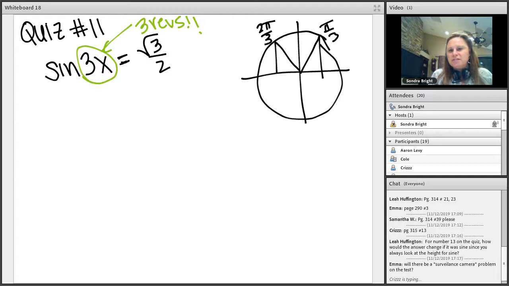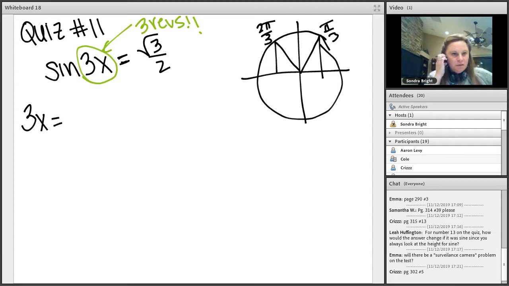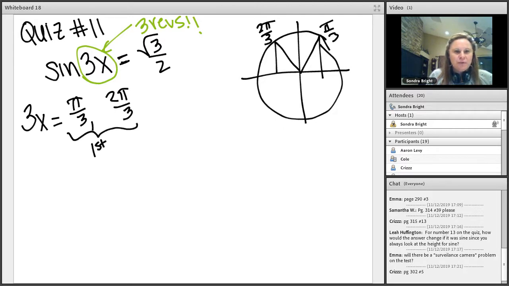We're not doing a range because this is just equal to, right? So your angle, which is 3x, sine of your angle will equal rad 3 over 2 at pi over 3, and then again at 2 pi over 3. That's just with the first revolution around the circle.